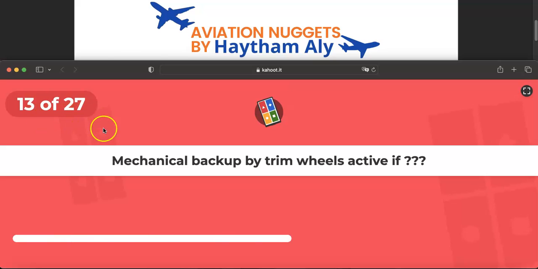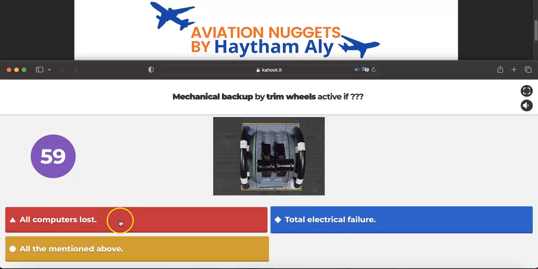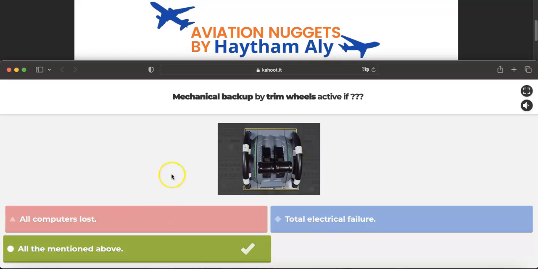Question 13 of 27. Mechanical backup by trim wheels active if: all computers lost, total electrical failure, all the mentioned above. The right answer is all the mentioned above.